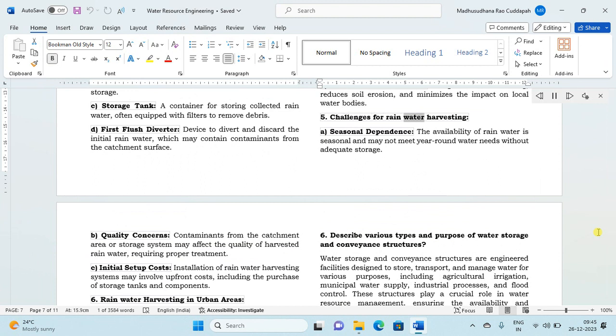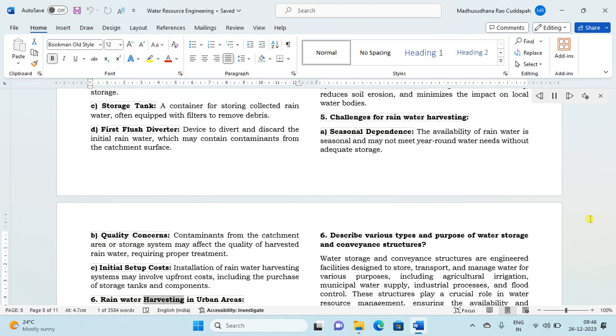5. Challenges for rainwater harvesting. A. Seasonal dependence. The availability of rainwater is seasonal and may not meet year-round water needs without adequate storage. B. Quality concerns. Contaminants from the catchment area or storage system may affect the quality of harvested rainwater, requiring proper treatment. C. Initial setup costs. Installation of rainwater harvesting systems may involve upfront costs, including the purchase of storage tanks and components.